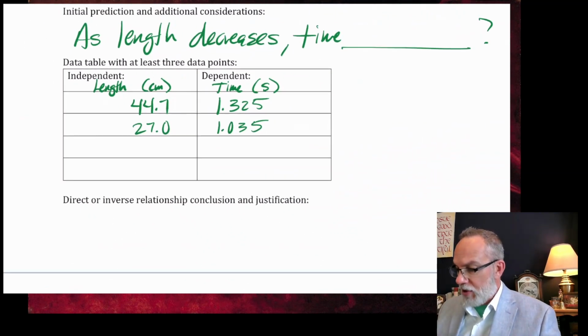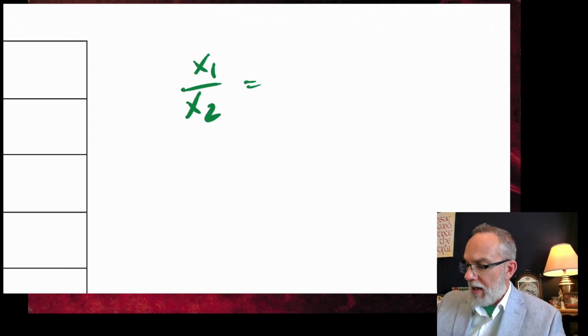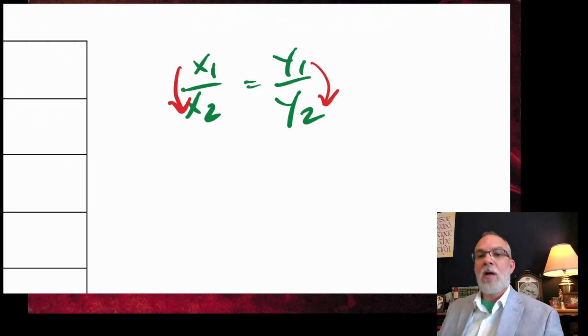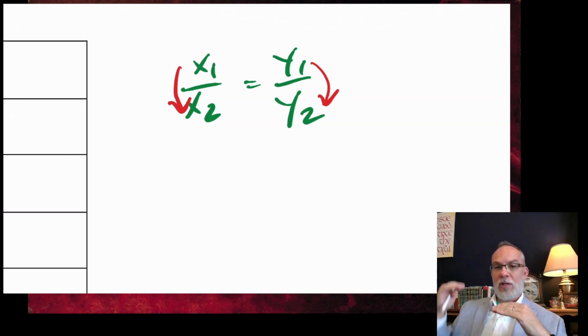Direct or inverse relationship conclusion and justification. Real quick, direct relationships go like this. If I got the first thing compared to the second thing on x's, I would get the first thing compared to the second thing on y's. They both go the same direction. The first and the second top to bottom, the first and the second top to bottom. That means as one thing gets bigger, another thing also gets bigger.